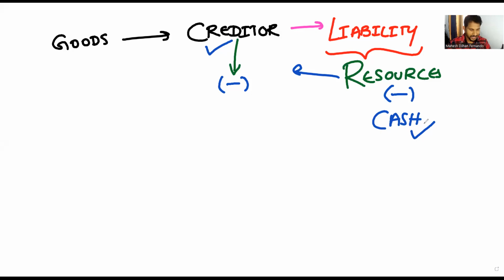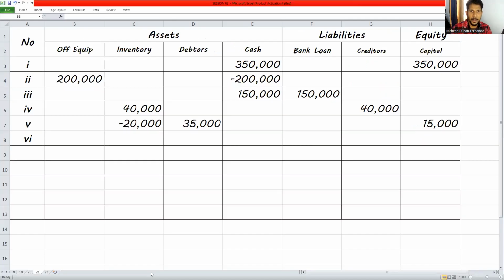Simple, right? Let's move to the worksheet again. Transaction number 6. Paid 15,000 to creditors. Cash minus 15,000, because resources, assets decrease. Creditors minus 15,000. See, the equation is tallied. Now, number 7.